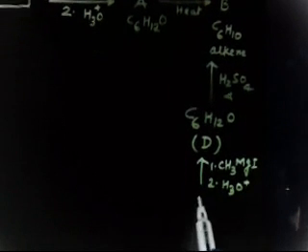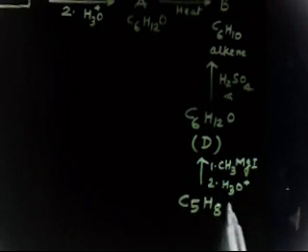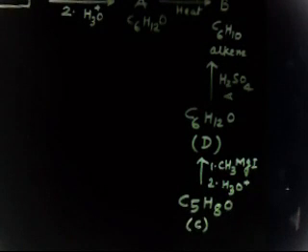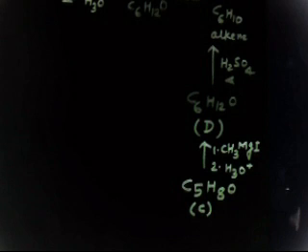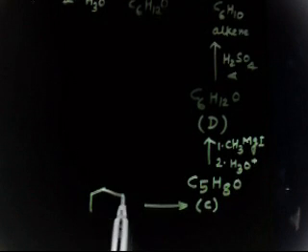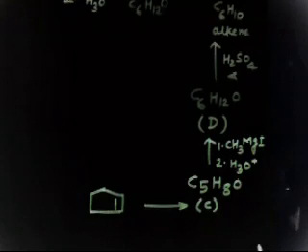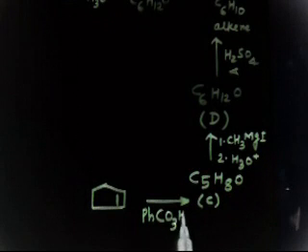And this C should be C5H8O. So this is C. Are you getting or not? So D can be prepared from C using Grignard reagent, and C can be prepared from this compound. So C can be further prepared from this compound with PhCO3H, that is an epoxidation reaction.